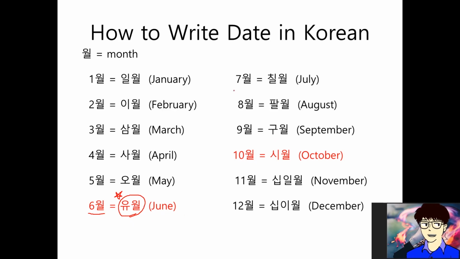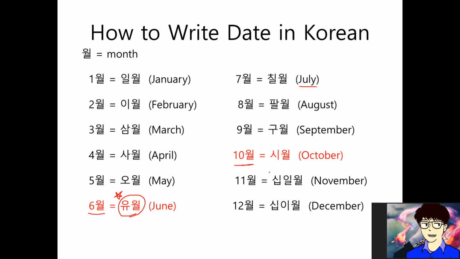And the next thing, repeat after me. 7월. Great. 7월 is July. And 8월. Good. 8월 is August. And 9월. 9월 is September. And this part is also important.